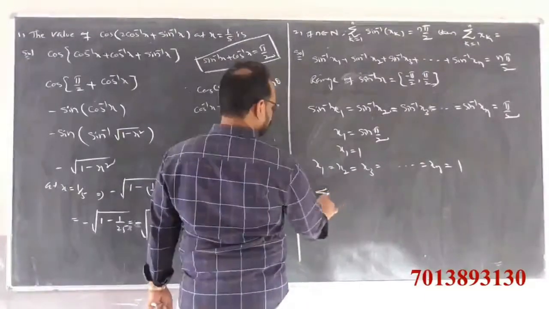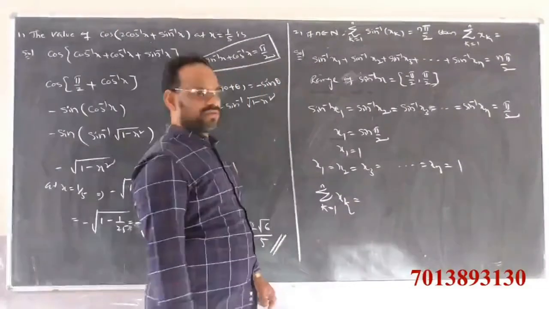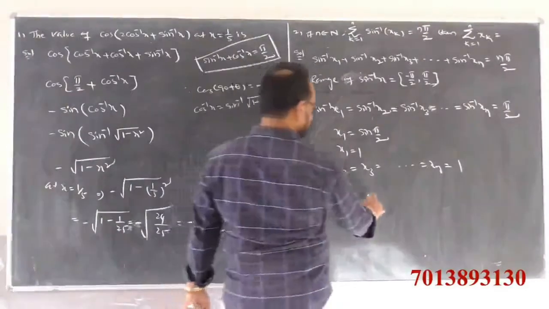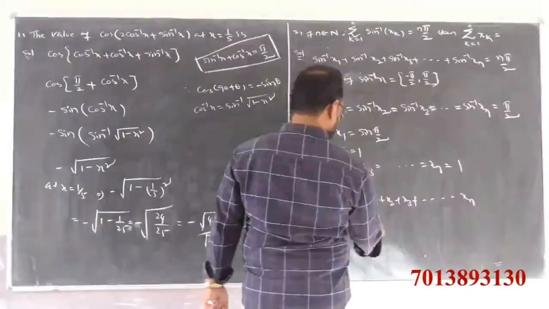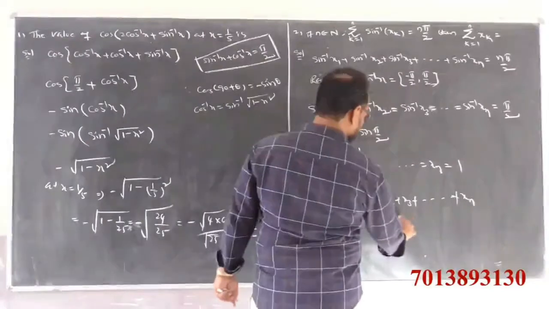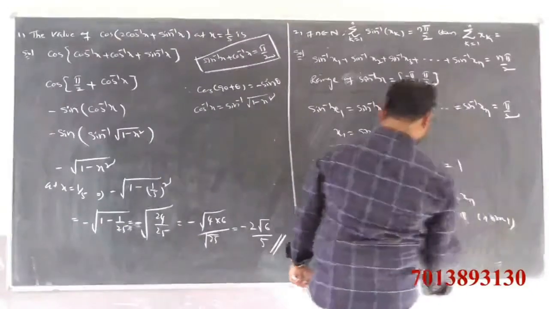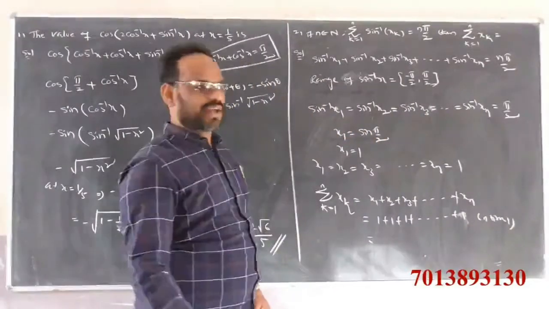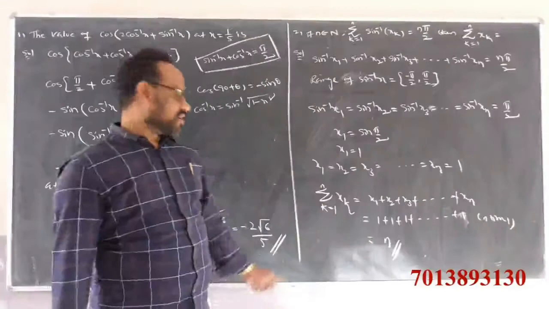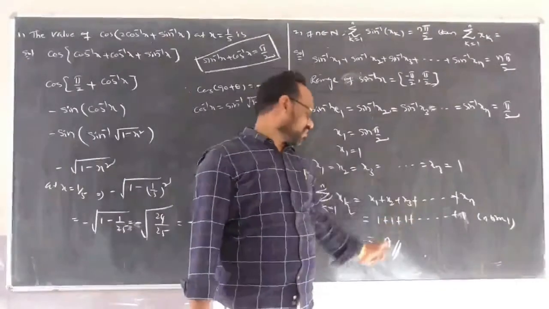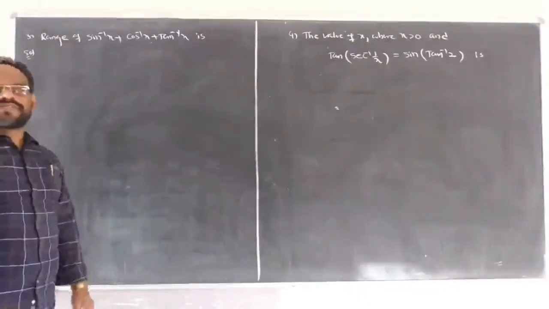So we want the sum of xk for k equals 1 to n, up to n terms. That means x1 plus x2 plus x3 and so on up to xn. So 1 plus 1 plus 1 and so on plus 1, n times. That is n into 1, so we get n. That is the answer. Answer is n.